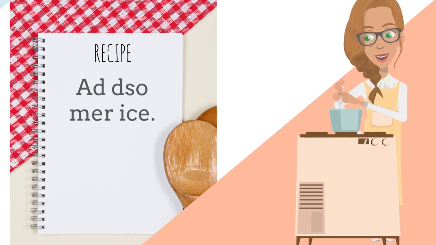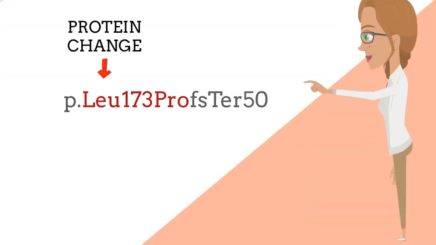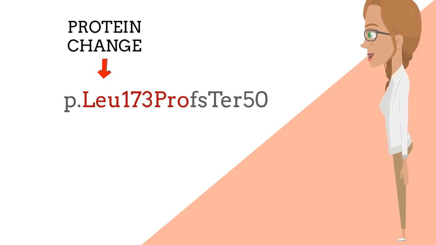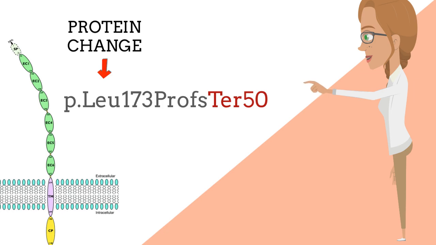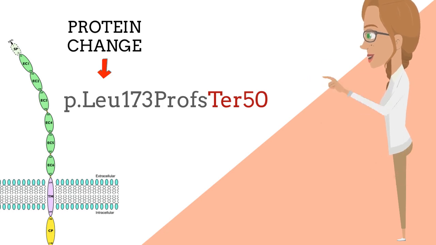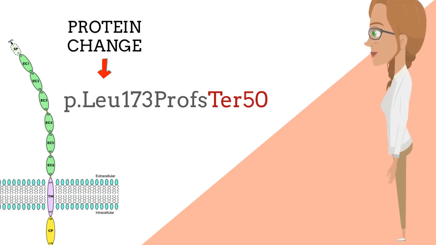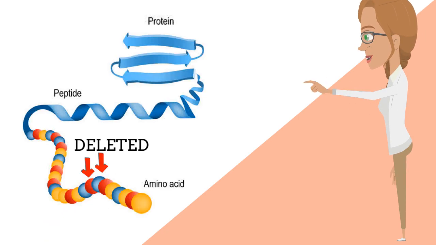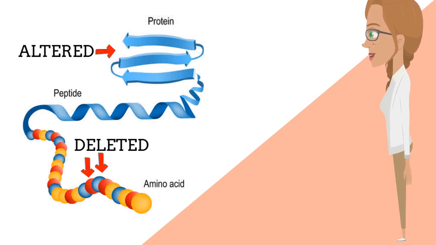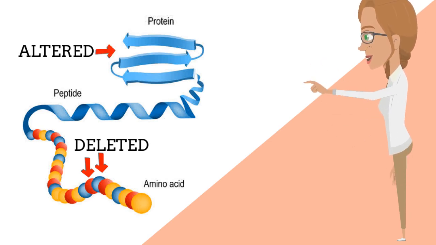In this example, the result is an amino acid change from leucine to proline at codon 173 of the PCDH19 protein and a termination signal being added 50 codons after this change. The genetic code is now out of sync and the wrong amino acids are selected to make the protein. This means the resulting protein will not function or may function differently.